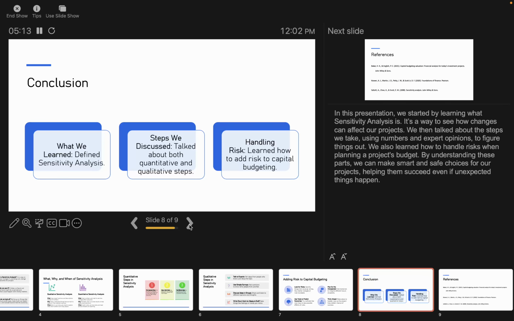Our conclusion. In this presentation, we started by learning what sensitivity analysis is and how it's a way to see changes and how they affect our projects. And we talked about the steps we take using numbers and expert opinions to figure things out. And we learned about how to handle risks when planning a project's budget. By understanding these parts, we can make smart and safe choices for our projects, helping them succeed even if unexpected things happen.